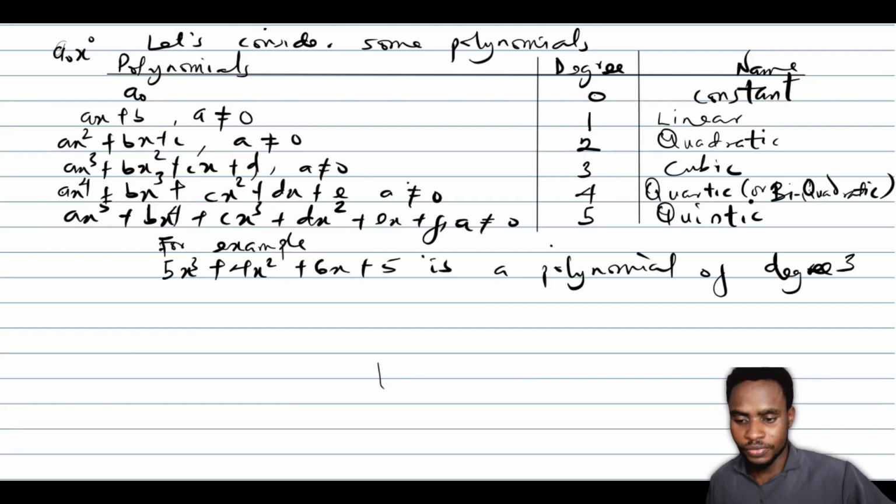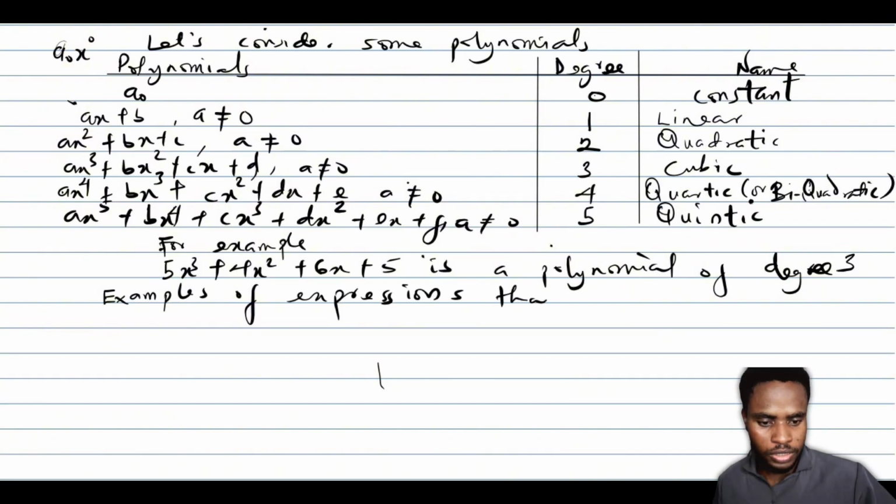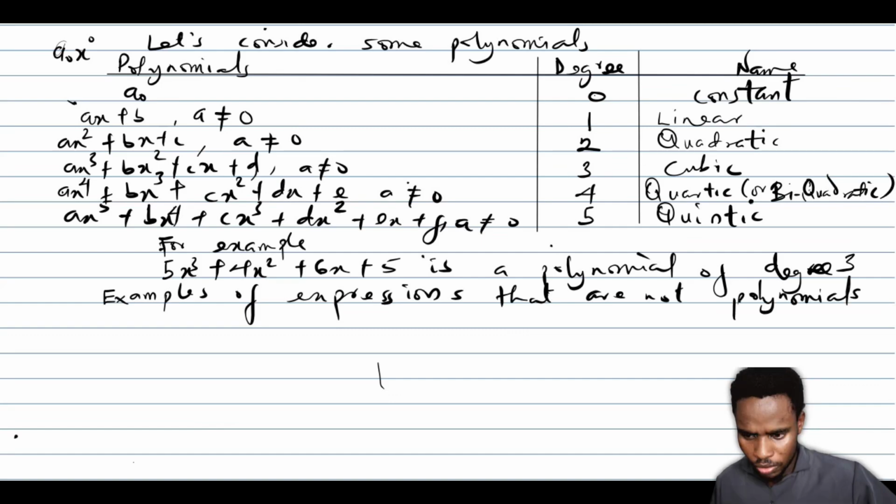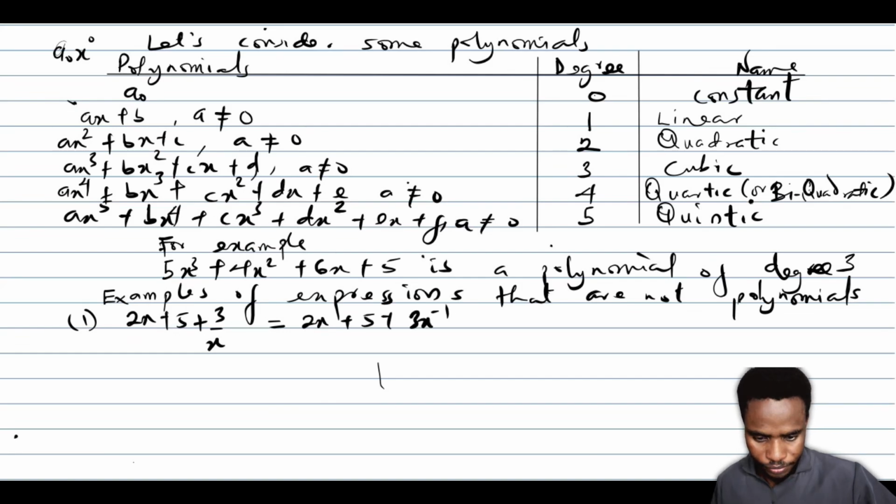Now let's consider examples of expressions that are not polynomials. Number one example, let's say 2s plus 5 plus 3 over s. This can be expressed as 2s plus 5 plus 3s to the power minus 1. Because of the negative power of s, it is not a polynomial.